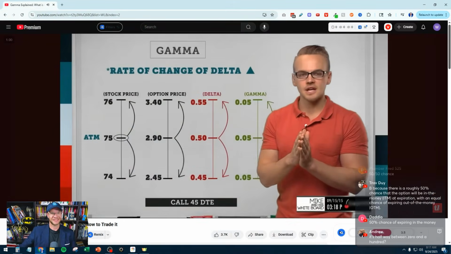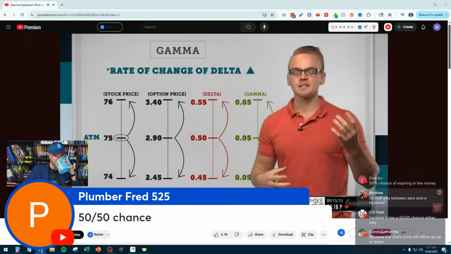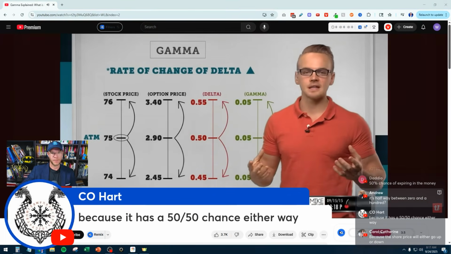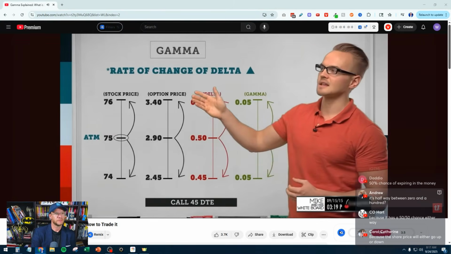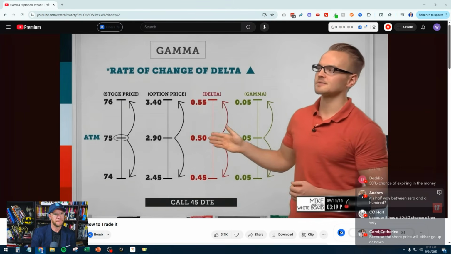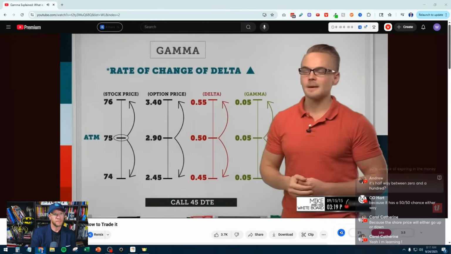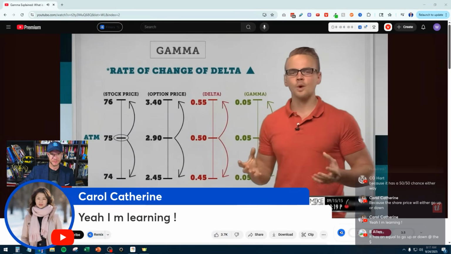Have a 50% chance of being in the money. And as we learned last week, a delta is essentially equivalent to the probability of being in the money. So we've got this rate of change here, which you can clearly see in the option price increase. And now you can see that our delta goes from 50 to 55. And that's because we have a gamma of 0.05. So what does this tell us?